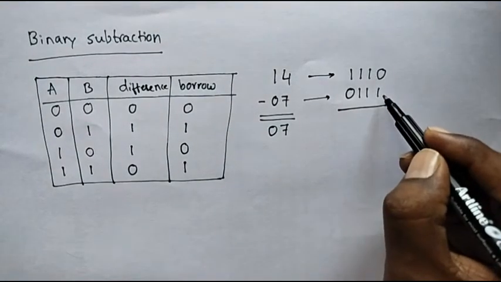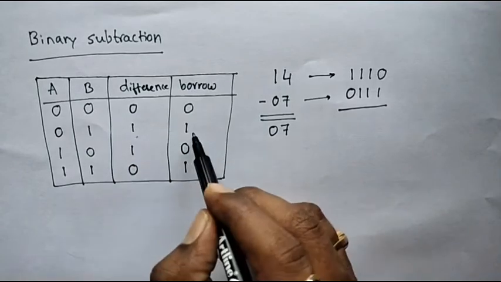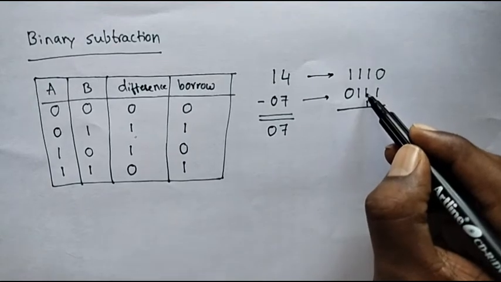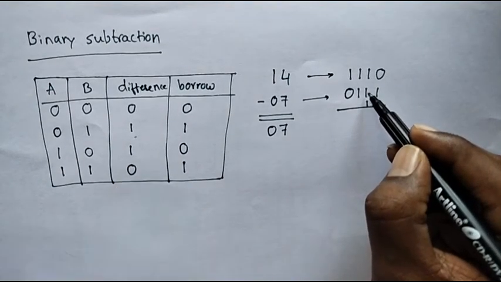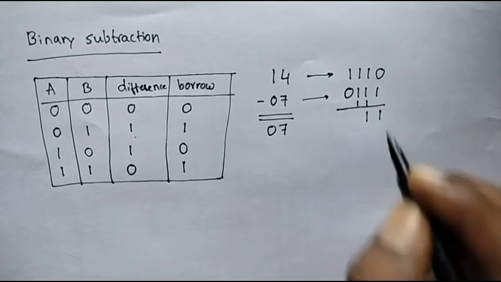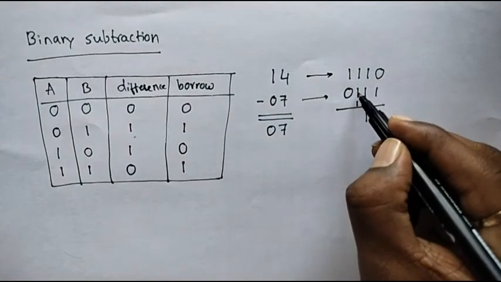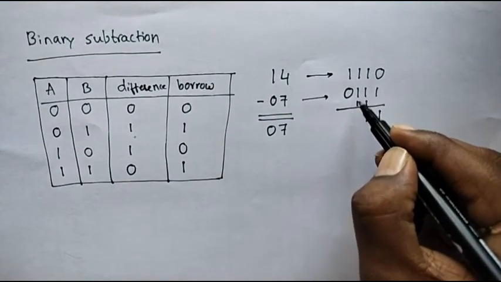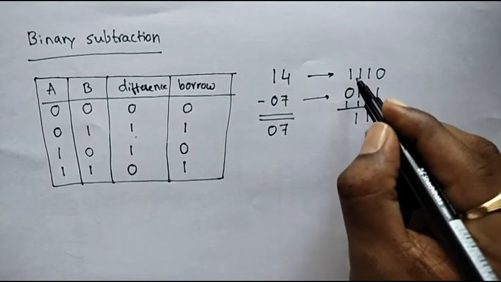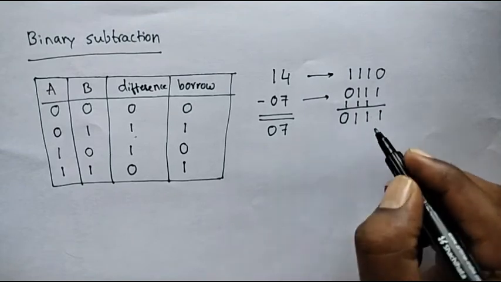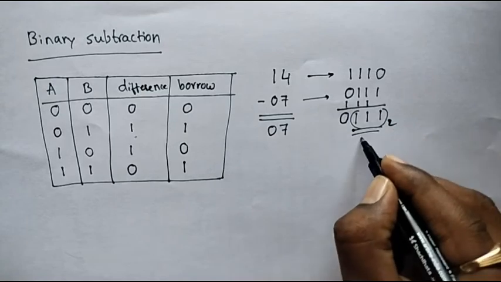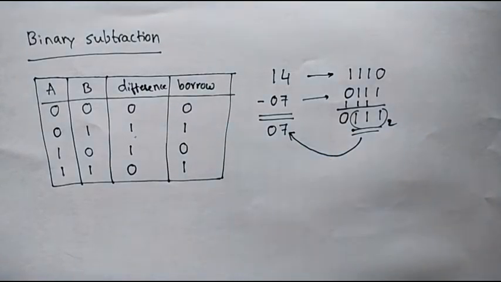0 minus 1, we can refer to the table. Difference is 1, borrow is 1. Difference is written here, borrow is written here. 1 minus 1 produces 0. 0 minus 1 produces 1 as difference and borrow as 1. 1 minus 1 produces 0. 0 minus 1 produces difference as 1 and borrow as 1. When you subtract 1 from 1, we'll get 0. So 111 is equivalent to decimal 7.